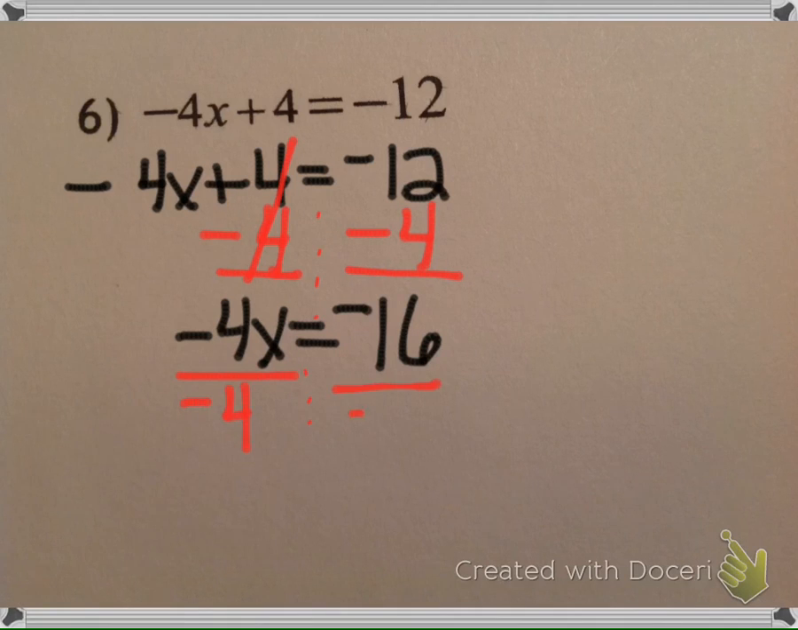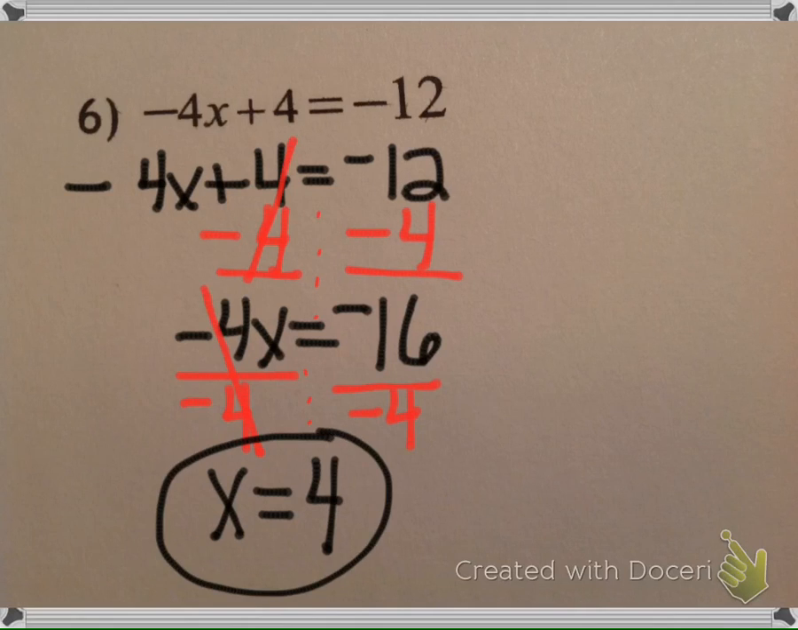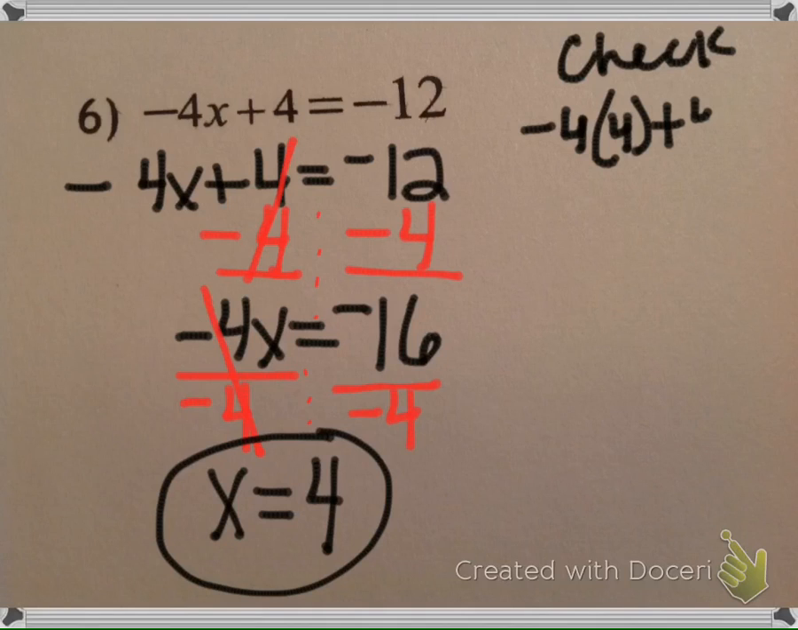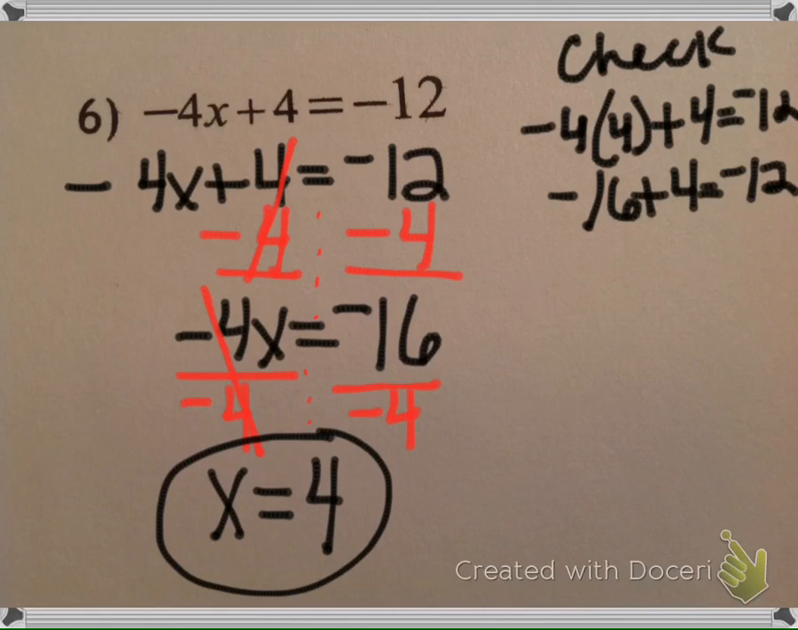Whatever I do to one side of the equation, I have to do to the other. -4 divided by -4 cancels out. I'm left with x equals, and then -16 divided by a -4 is a positive 4. Okay, let's check it out. Plug it into the equation. We have -4 times 4 plus 4 equals -12. -4 times 4 is a -16 plus 4. And -16 plus 4 equals -12, so we're good.